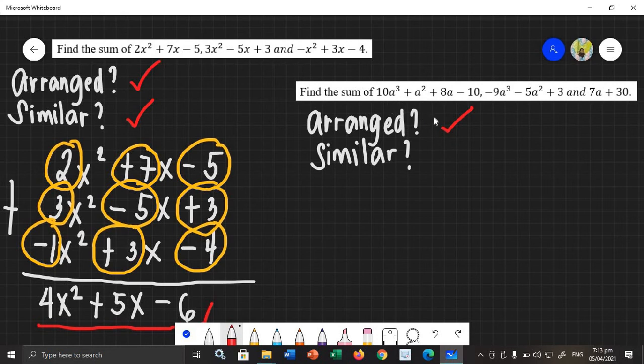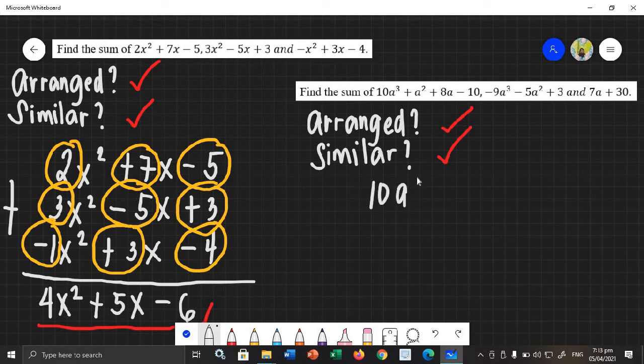They have similar literal coefficients ba? Yes, at least mayroon. No? Meron silang constant, and there are some literal coefficients na wala yung iba, but they have constants lahat. So we can add them. So we can consider them as like similar, or they have similar terms, no? So i-arrange natin yung given vertically.